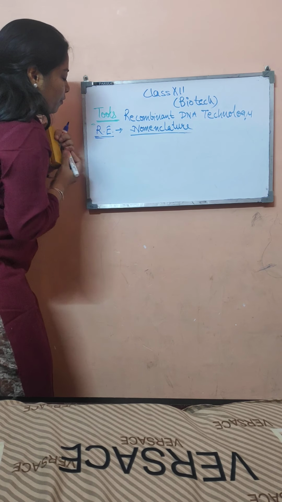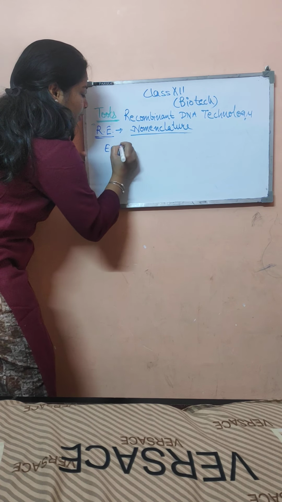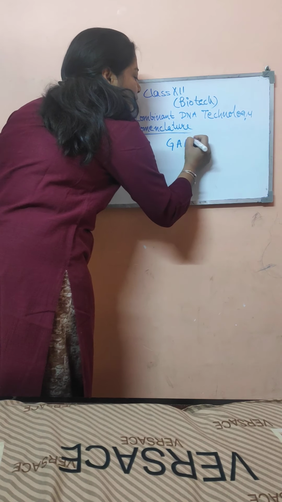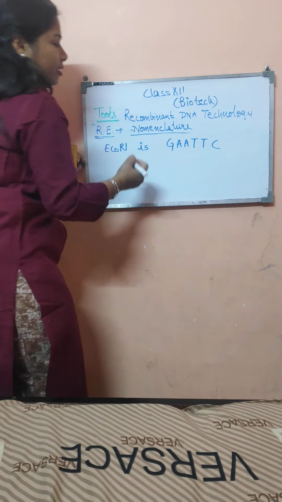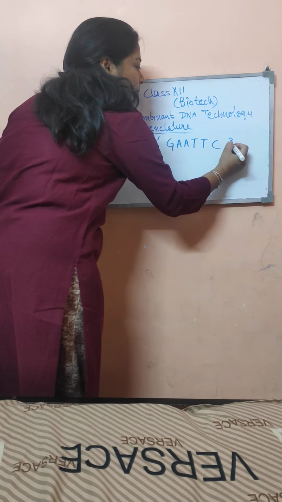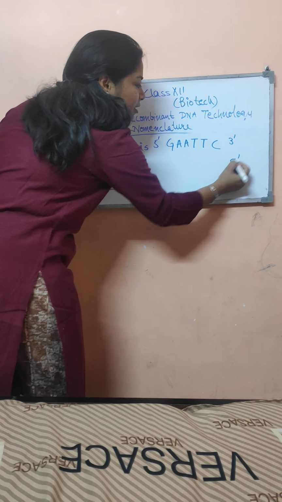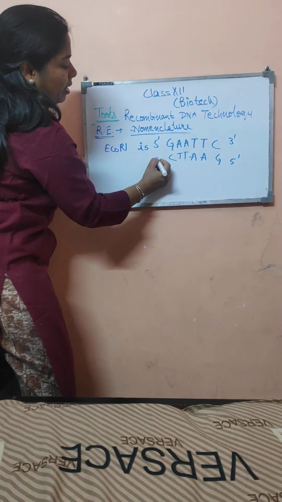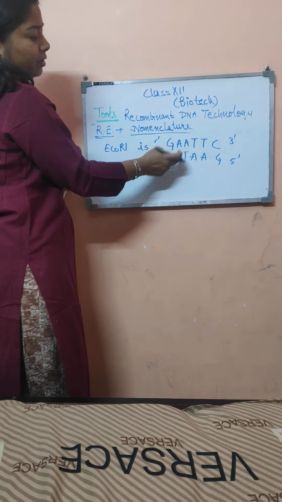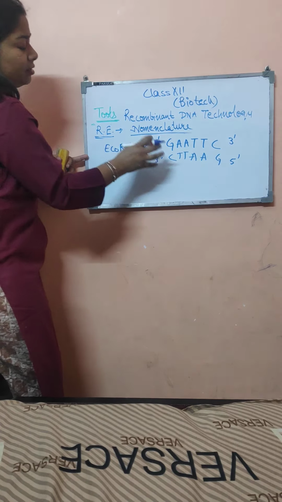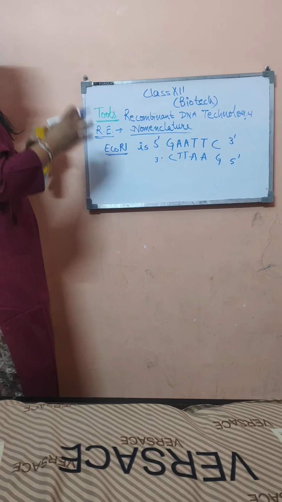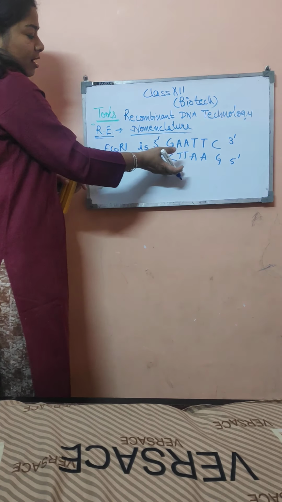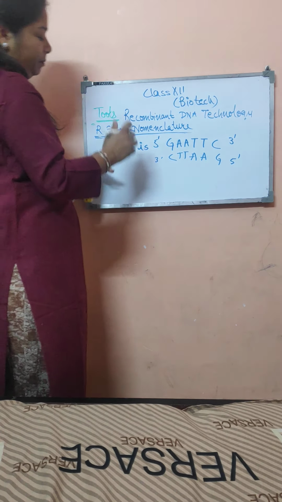Recognition sequence of EcoRI is GAATTC, 5' to 3', and in the reverse direction it is also 5' to 3'. As G always pairs with C, A always pairs with T. Similarly, this is the recognition sequence of EcoRI. Whenever this sequence is present in the DNA, it can be cleaved by EcoRI.